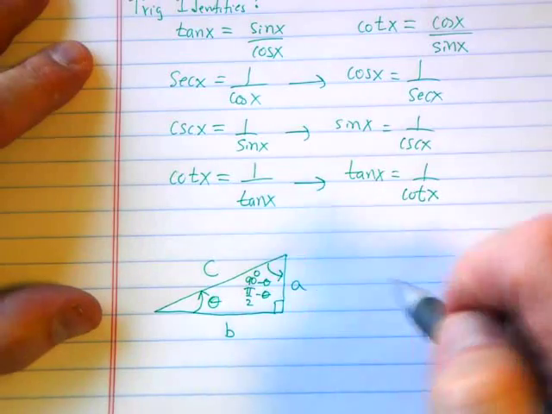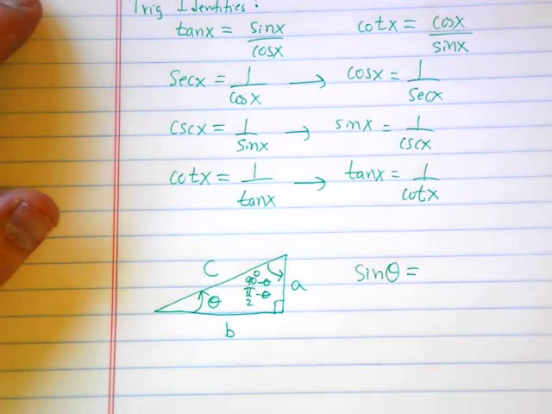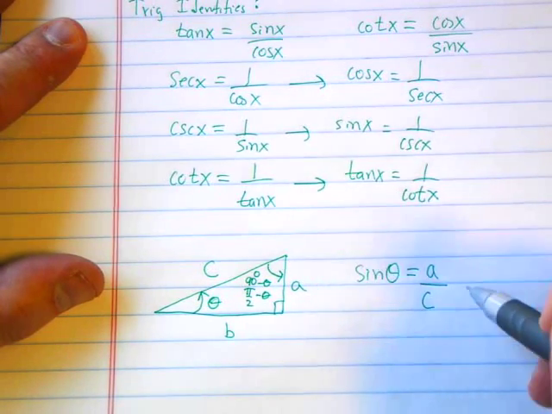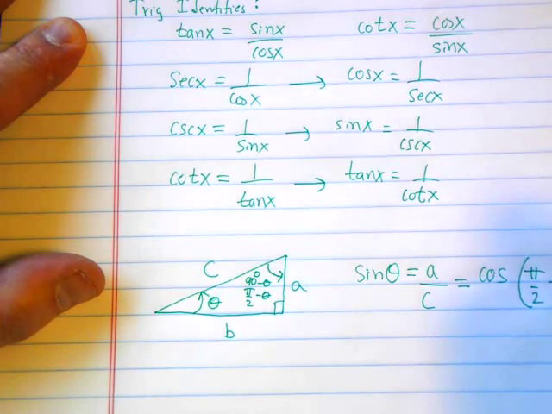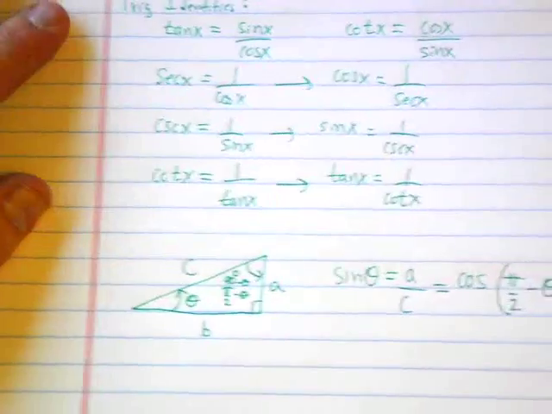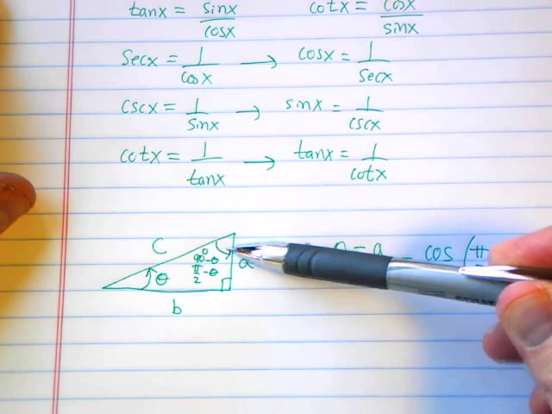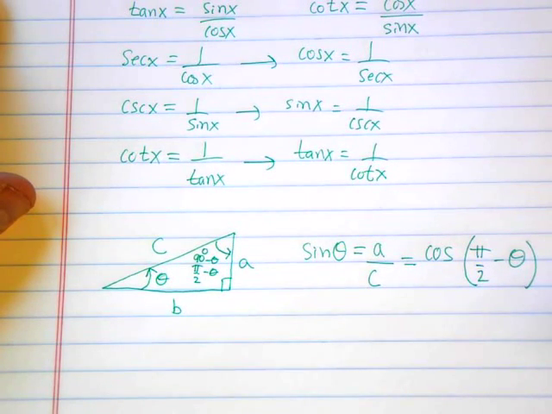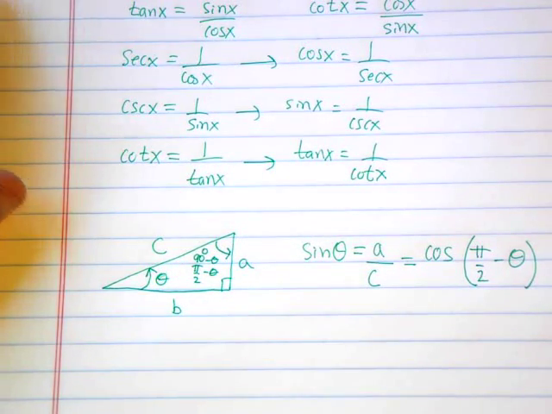Okay, so here's the identity I'm getting at. What's the sine of theta in terms of A, B, and C? A over C, opposite over hypotenuse. That happens to be exactly the same as cosine of pi over 2 minus theta. This angle up here is my angle pi over 2 minus theta. And how would I find the cosine of this angle? Cosine is adjacent over hypotenuse. And I could do the same thing with cosine.